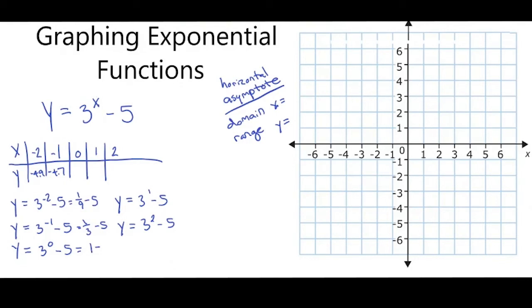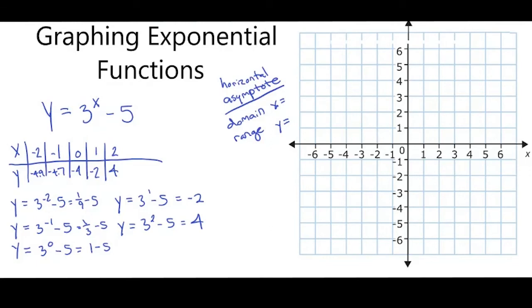And next, 3 to the 0 power is 1. So 1 minus 5 is -4. Next, when x is 1, that's 3 to the first power, which is 3. 3 minus 5 is -2. And 3 squared is 9. 9 minus 5 is 4. All right, so we have our x values, we have our y values.